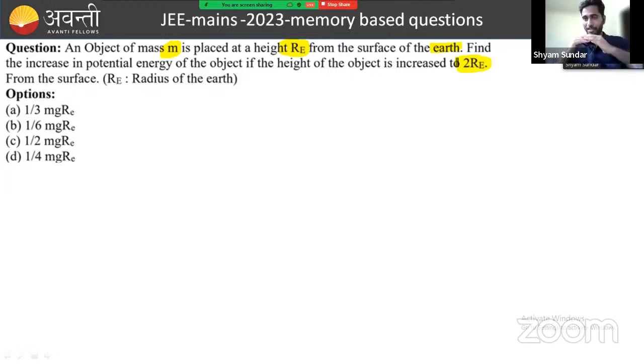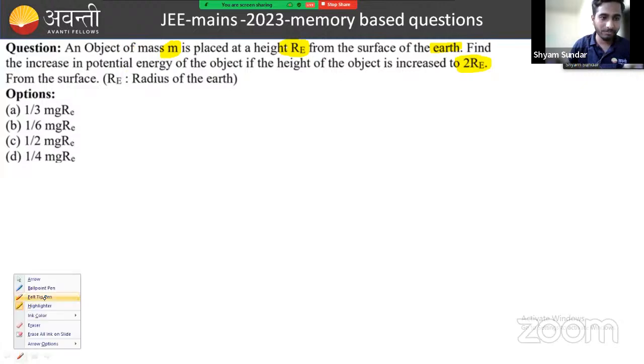This is the surface, this is actually the earth. The object is already present here, at a height RE above the surface. Now I'm going to shift this to 2 times RE. To bring this object from RE to an altitude of 2 RE, how much potential energy do you need to give? That is what we need to calculate. How to calculate this?